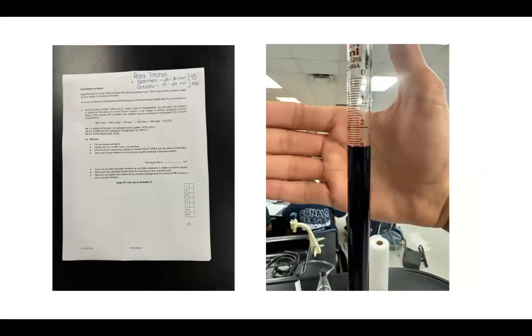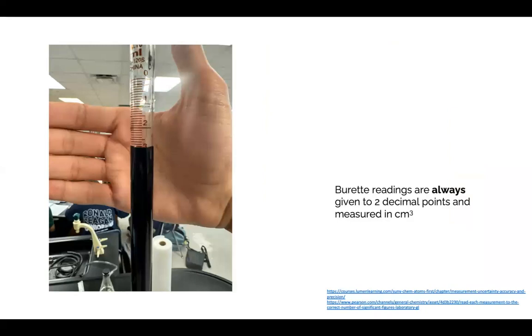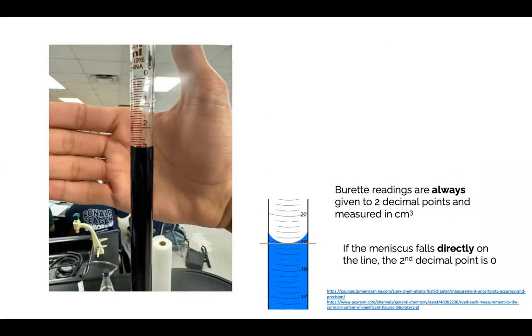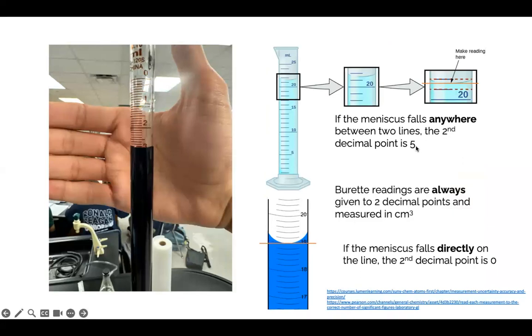So we're going to need to take our initial burette reading. How do you measure burette readings or volume readings in Cambridge? Burette readings are always given to 2 decimal places and the units are centimeters cubed. If the meniscus falls directly on the line, then the second decimal is 0, or the final number is 0 in the reading. So here the reading would be 19.00. However, if the meniscus falls anywhere between the 2 lines, the second decimal or the last number is 5. So here would be 21.5. Even if it's almost at 22, it's still 21.5.